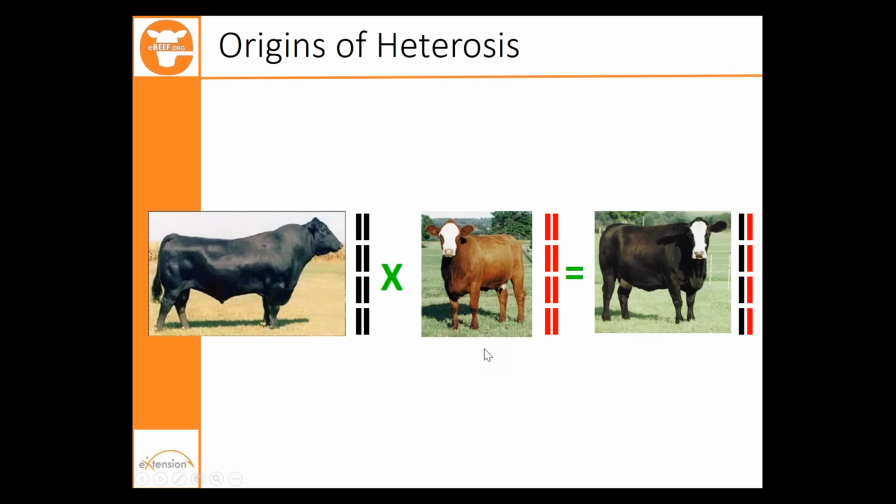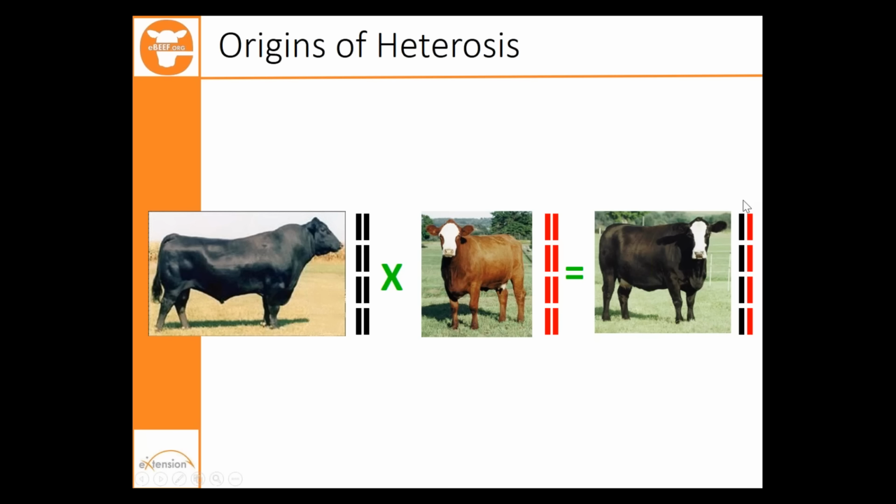The female in question here is going to be a Simmental, and so we've represented Simmental chromosomes in red. She's got 4 pairs of those red Simmental chromosomes. If we make that mating and we look at the F1 progeny, this SimAngus cow here on the right-hand side of the slide, what we see is that we got 1 set of chromosomes from that Angus bull and 1 set of chromosomes from the Simmental female.